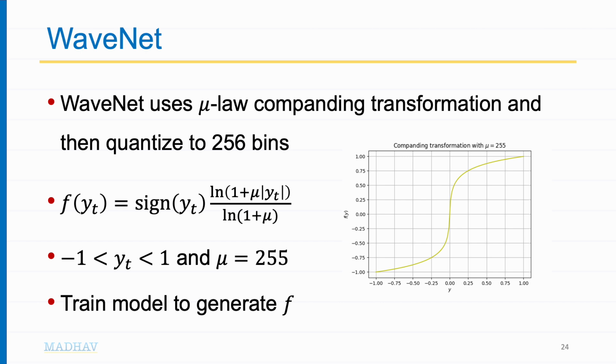And they approximated it with a very simple to compute form so that any new sample can come, you simply compute F and then put it in an appropriate bin. Is that clear? This is called the mu-law companding transformation. Here mu can take any positive value. By controlling mu, you can control the width of the curve.